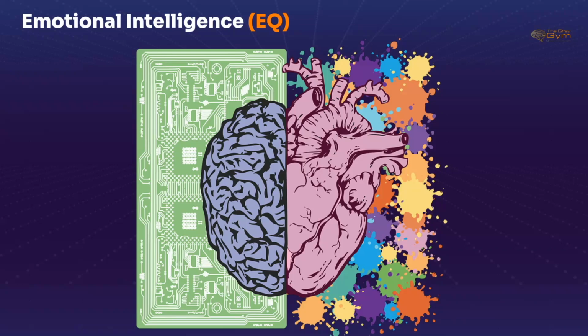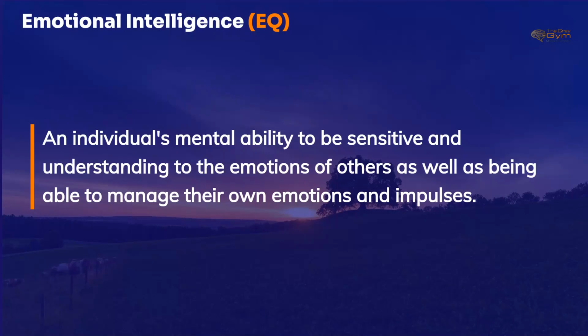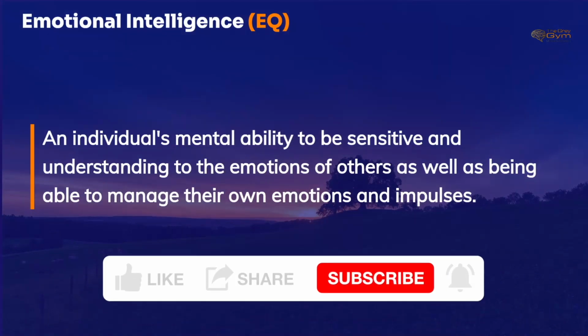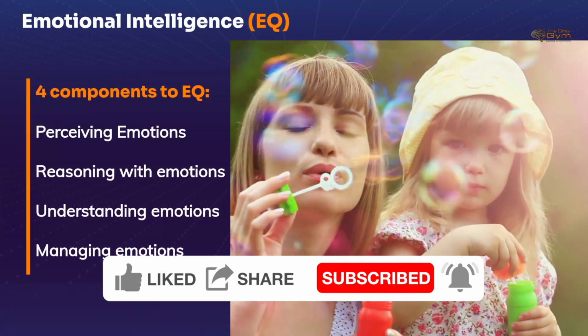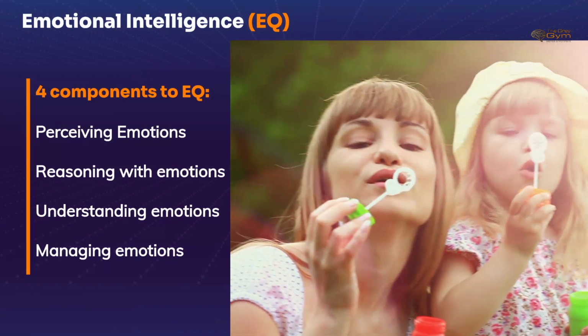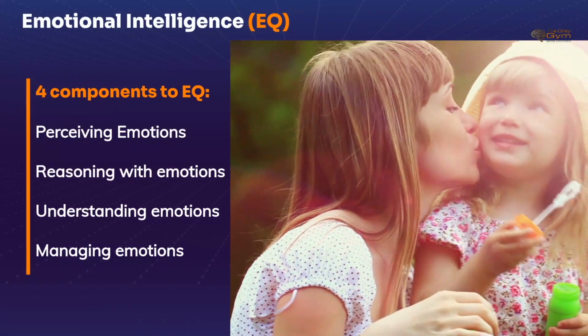Now let's define EQ. Emotional intelligence, also known as emotional intelligence quotient or emotional quotient, is described as an individual's mental ability to be sensitive and understanding to the emotions of others, as well as being able to manage their own emotions and impulses. There are mainly 4 components to EQ: perceiving emotions, reasoning with emotions, understanding emotions, and managing emotions.